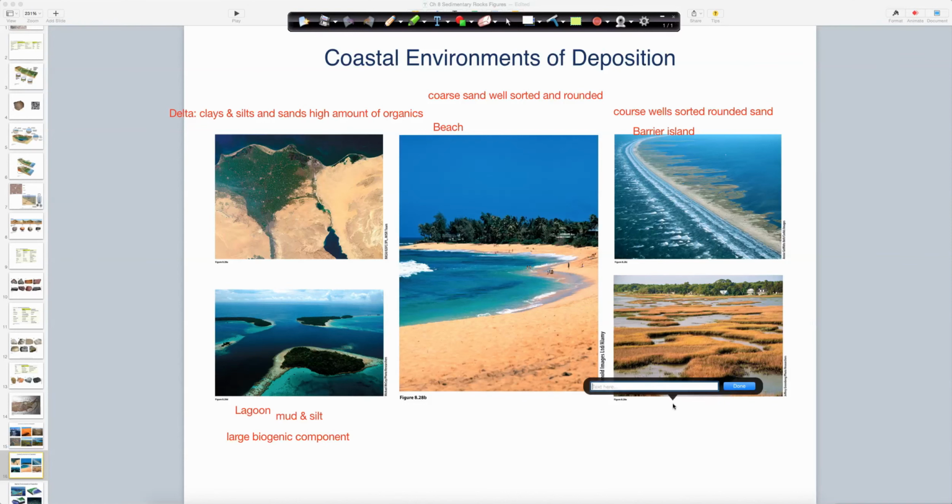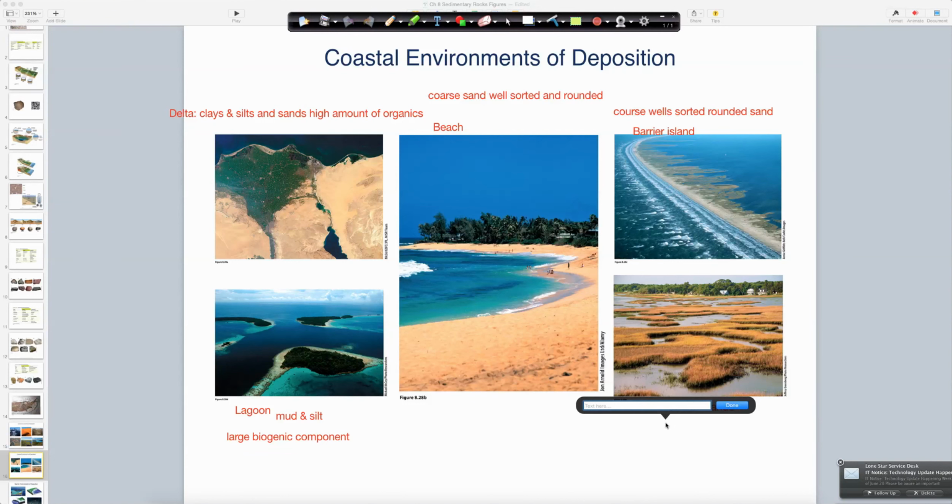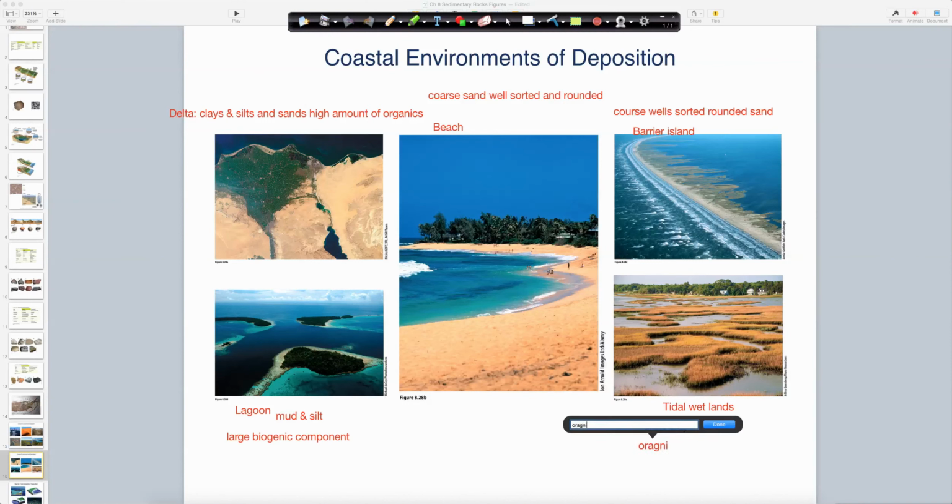And this last one is a tidal wetlands or tidal flat. Once again, this could be a low energy environment. You're going to get high tide, water is going to flood in, and then water is going to flood out, so you're going to get silt and clay. You're also, because there's so much vegetation, going to get organic sediments, and there's a lot of things living here, so you can get skeletal fragments.